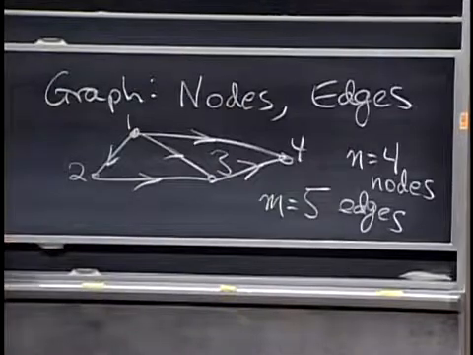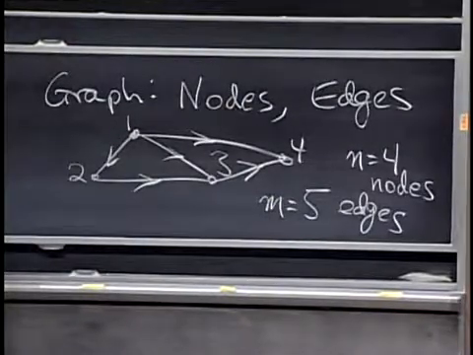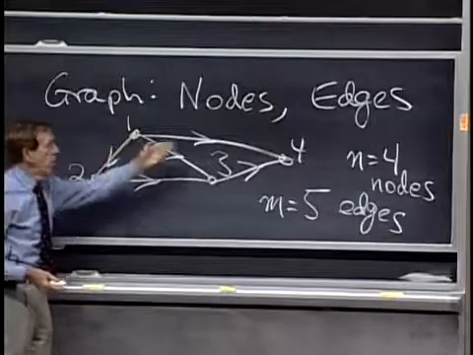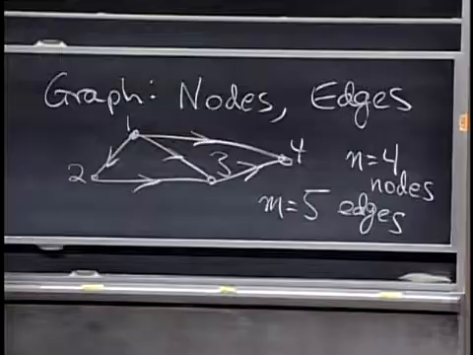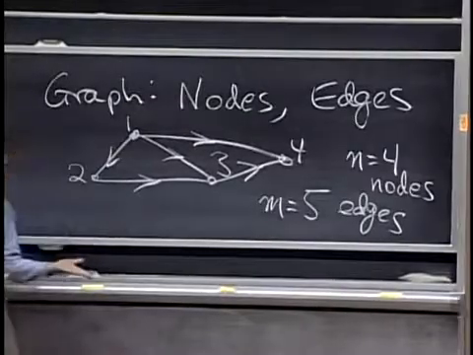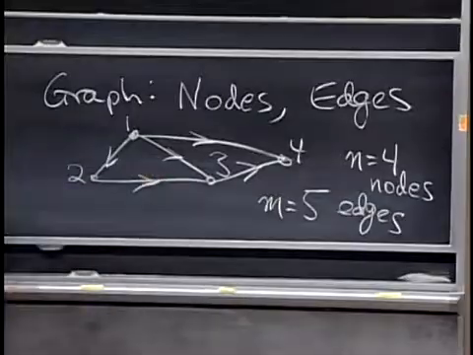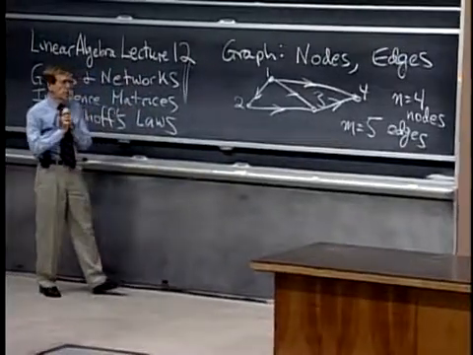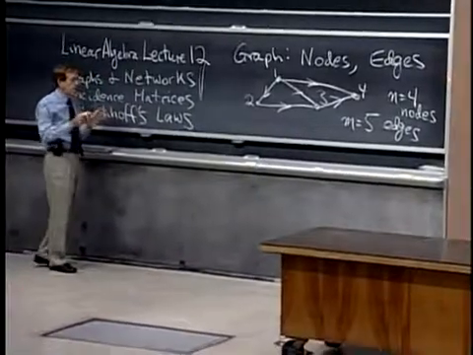That just tells me if I have current flowing on these edges, then I know whether to count it as positive or negative according to whether it's with the arrow or against the arrow. But I just drew those arrows arbitrarily.